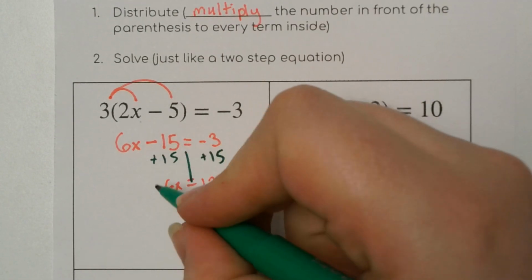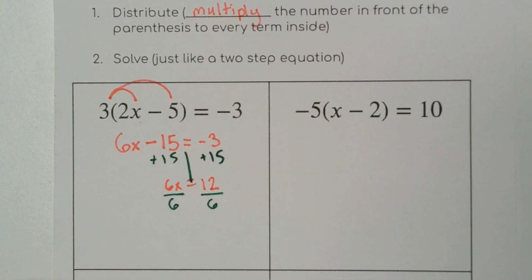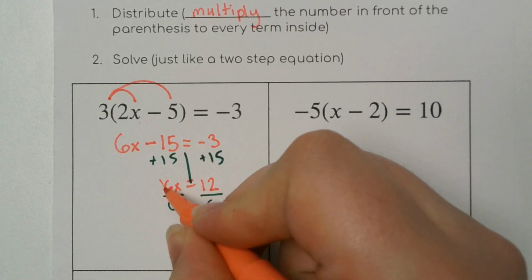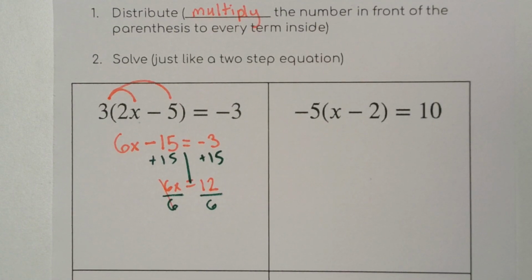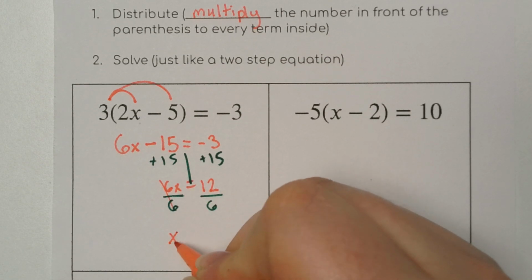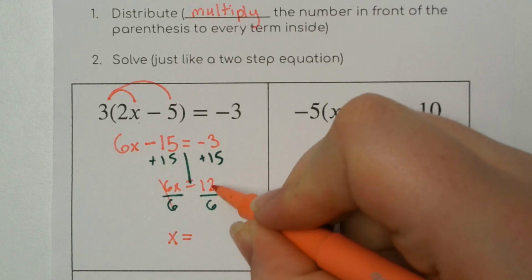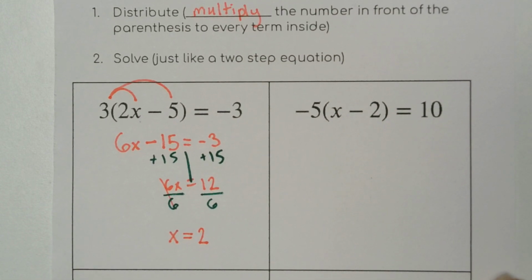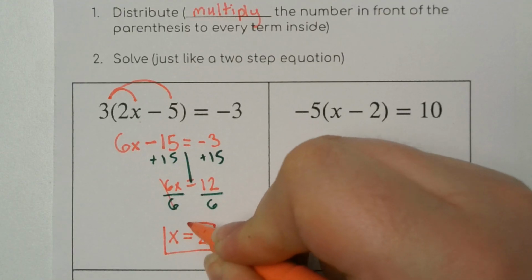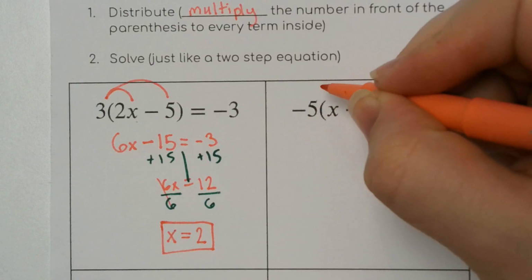6x means we're multiplying, so we have to divide to get that 6 away. Six divided by 6 is 1, so we just are left with x equals, what is 12 divided by 6? Okay. Any questions on that first one? Alright, going on to this next one.